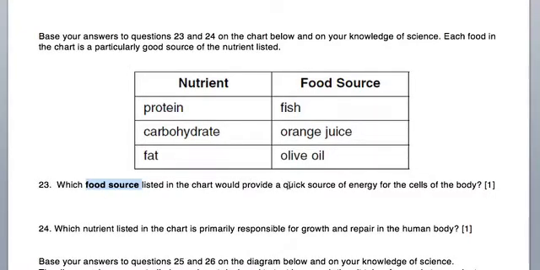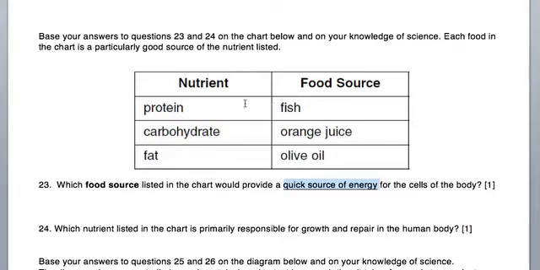Listed on the chart would provide a quick source of energy to the cells of our body. So which is a quick source? Ladies and gentlemen, if you did your variables practice on nutrition, this should have been really easy. It's also a bit of common knowledge.